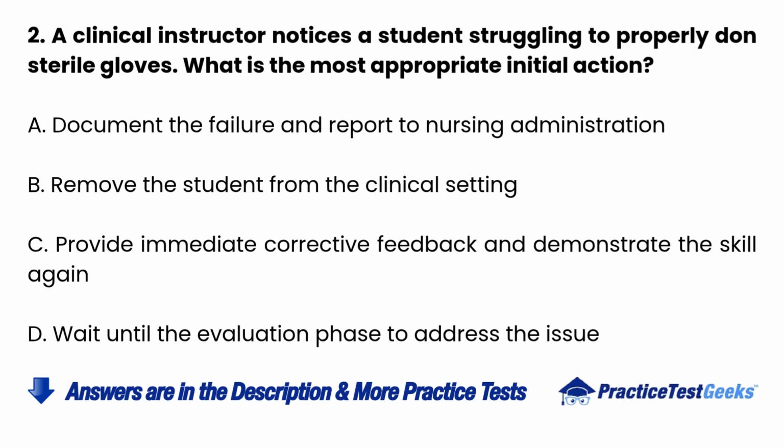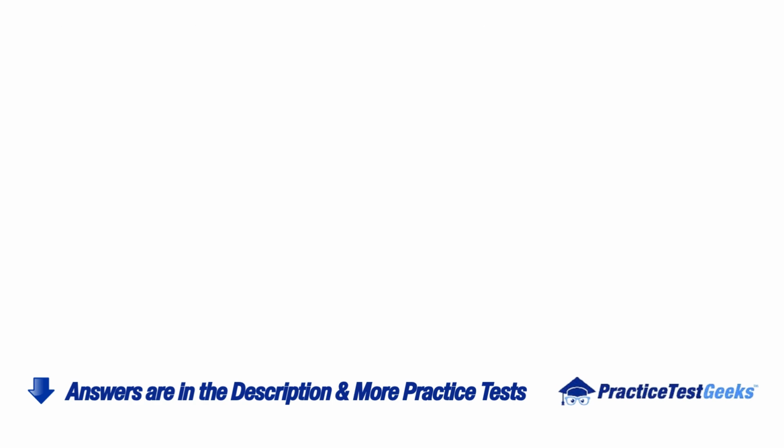2. A clinical instructor notices a student struggling to properly don sterile gloves. What is the most appropriate initial action? A. Document the failure and report to nursing administration. B. Remove the student from the clinical setting. C. Provide immediate corrective feedback and demonstrate the skill again. D. Wait until the evaluation phase to address the issue.